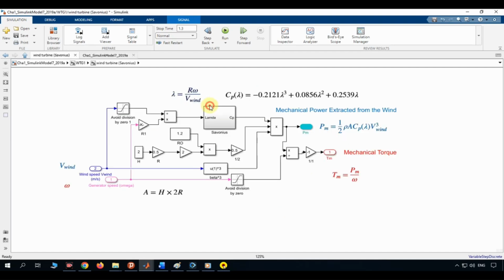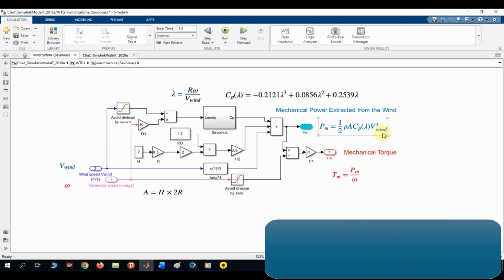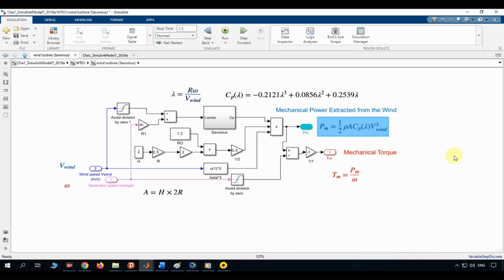Inside this turbine block, the model follows the standard aerodynamic power equation used for wind turbines. The available power in the wind is proportional to the air density, the swept area of the rotor, and the cube of the wind speed. This cubic relationship is very important. It means that even small changes in wind speed cause large changes in the available power, which is why wind energy systems require fast and responsive control.